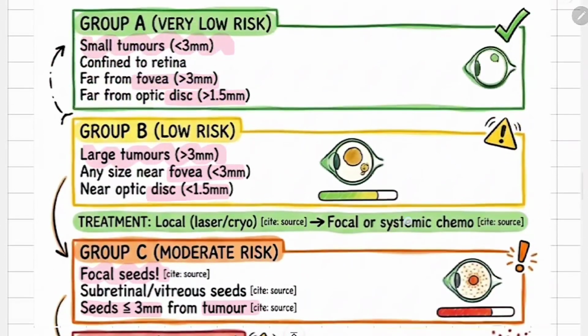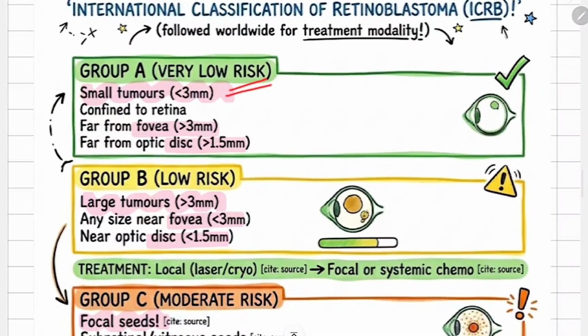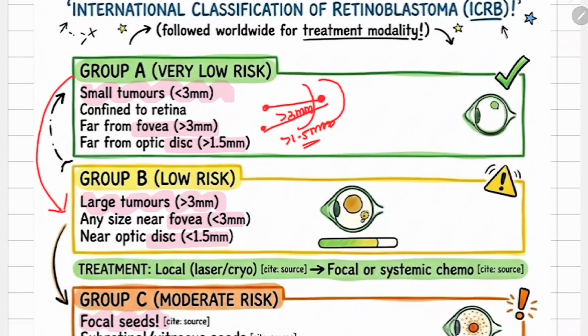So coming to group A, they are very low risk tumors. Here the tumor is small in size, less than 3 mm, and they will be confined to the retina and they will be far from the fovea, more than 3 mm from the fovea, and they will be also far from the optic disc, that is more than 1.5 mm. Now coming to group B, which is exactly opposite to group A. Here the tumors are large, more than 3 mm, and they can be any size near the fovea.